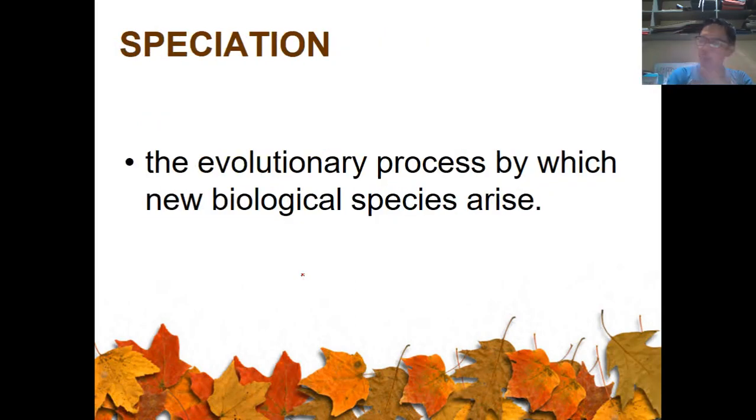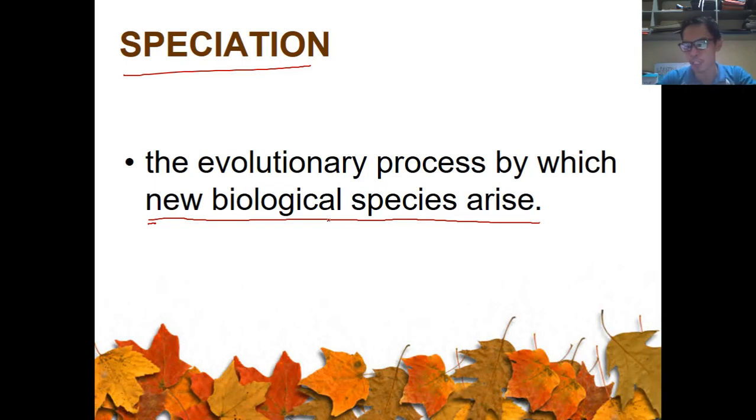In that process of adaptive radiation, the formation of new species is called speciation. This is the process by which new biological species arise. Where do these species come from? They come from an ancestor, and the new species arise from it. So that is speciation.